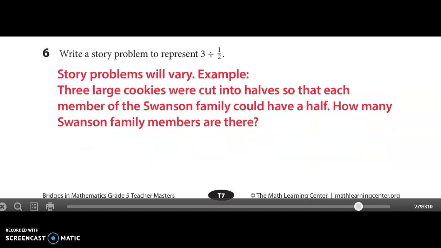And last but not least, you need to write a story problem that represents 3 divided by 1/2. And here's an example. 3 large cookies were cut into halves so that each member of the Swanson family could have a half. How many Swanson family members are there? Whatever your question is, it must start with 3. So 3 of something, and you had to divide it in half, and that would give you the answer of 6. So start with 3, divide them each in half, and you get your final answer.